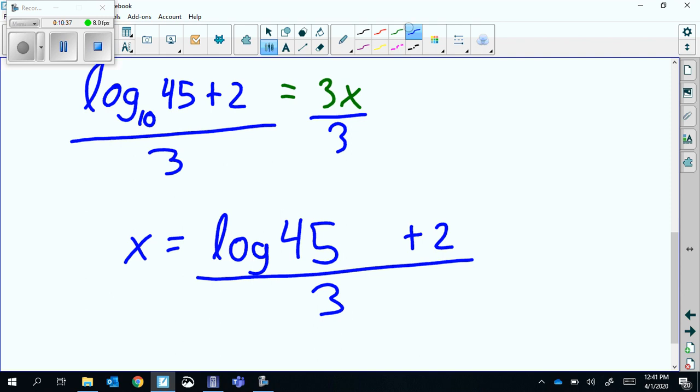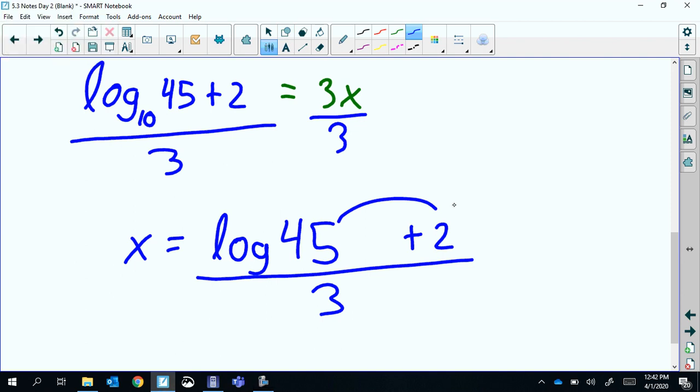Now, don't make a mistake. You cannot add the 2 here. Those are not alike. The 45 has a log with it. The 2 does not have log, so you cannot combine those things. So you have to leave it just like this. Or you could write it, if you wanted to split the fraction up, you could say plus 2/3 at the end, as long as everything is divided by 3. So you're dividing the log by 3, and you're dividing the 2 by 3. So this is the answer.